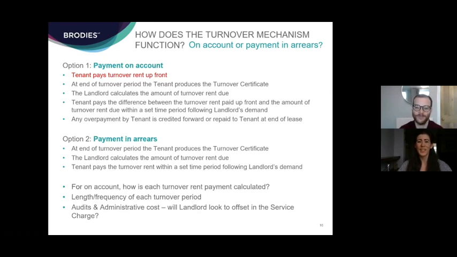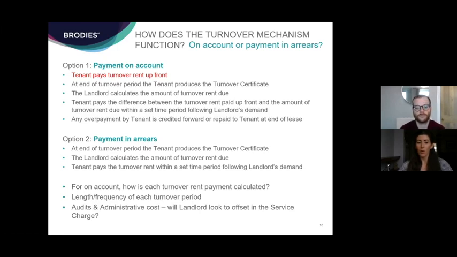And so you can see from the slides there that the process is quite similar, with the exception being that with turnover on account, the turnover rent is paid up front on the basis of estimated figures. And on account is more likely to apply in cases where the lease is turnover only.